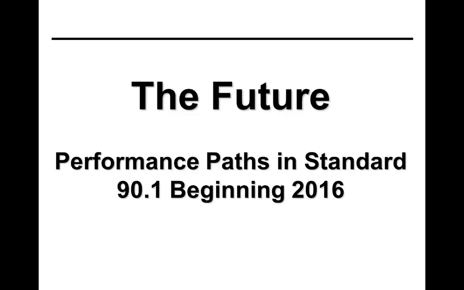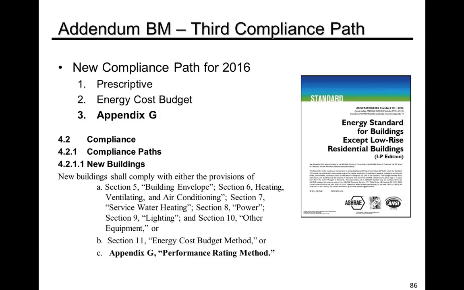So things have changed in 90.1 in this regard, starting with 2016. The biggest change, the most important changes came through with the NMBM. First of all, instead of having just the prescriptive and the energy cost budget as a compliance path, Appendix G has now been approved as a compliance path. This is the language from Section 4 that authorizes Appendix G to be used for the compliance path. It tells you that you can comply with either A, the prescriptive requirements, B, Section 11 energy cost budget, or C, Appendix G performance rating method.